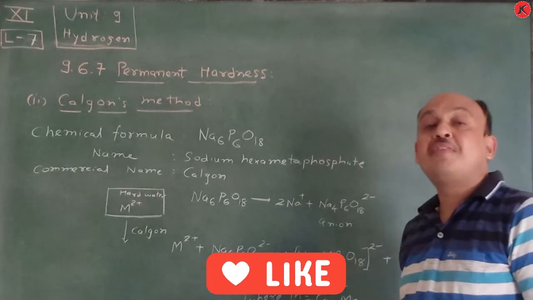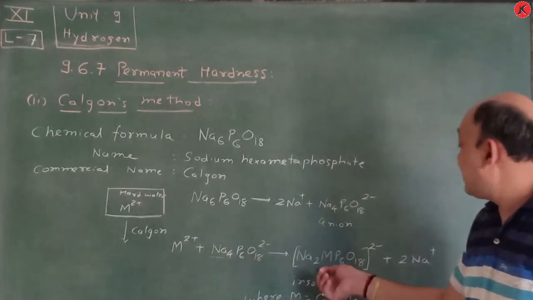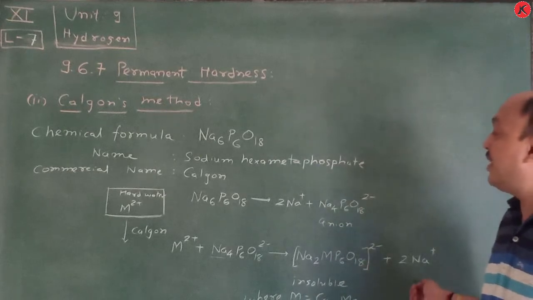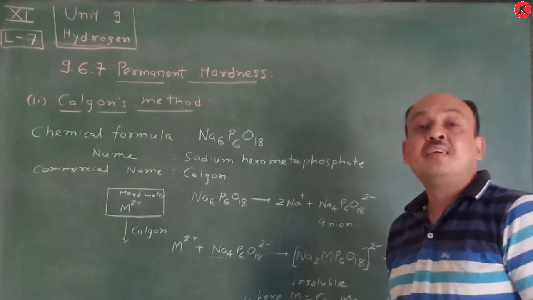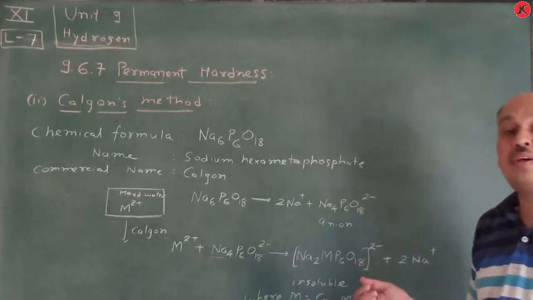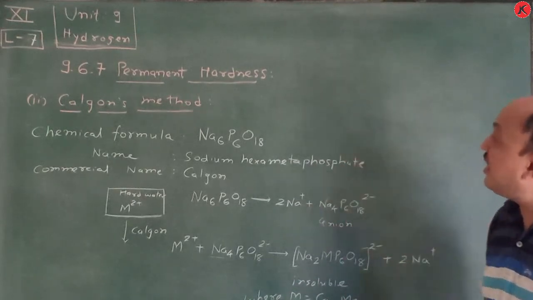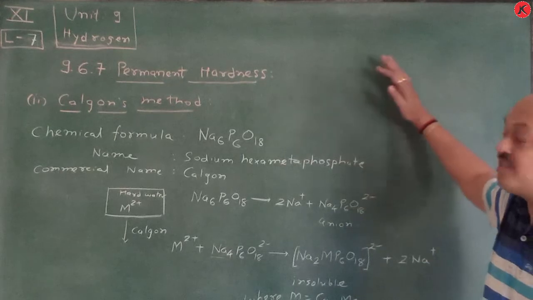It is in a solution and it's removed by the filtration method, and the water we get is free from Ca+2 or Mg+2 containing soluble salts. So here permanent hardness is removed by this Calgon's method.